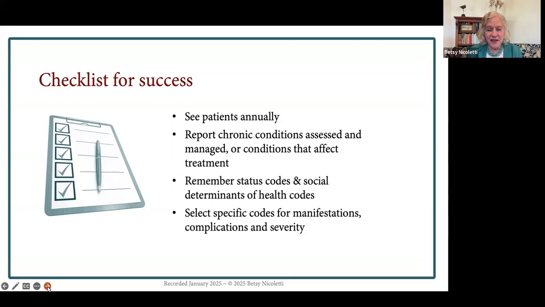Report chronic conditions assessed and managed or conditions that affect treatment. There are few, but some status codes, and few, but some social determinants of health codes that risk adjust. But if it is either one of those, let's use homelessness, no access to clean water, not having transportation for medical appointments, things that are going to affect the outcome of your patients, you want to make sure you're coding those once in a calendar year. And select specific codes for chronic conditions that have manifestations, complications, or severity. So chronic kidney disease is defined by severity. We're going to want to use those codes.